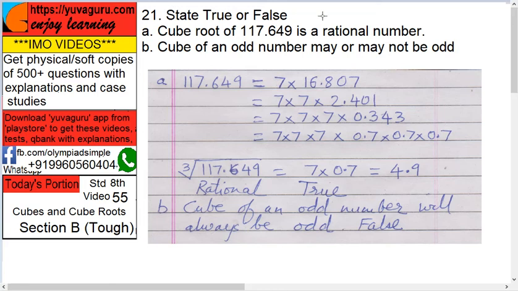Next, state true or false. Cube root of 117.649 is a rational number. So first find the cube root. Okay, 117.649. Bring it to prime numbers.